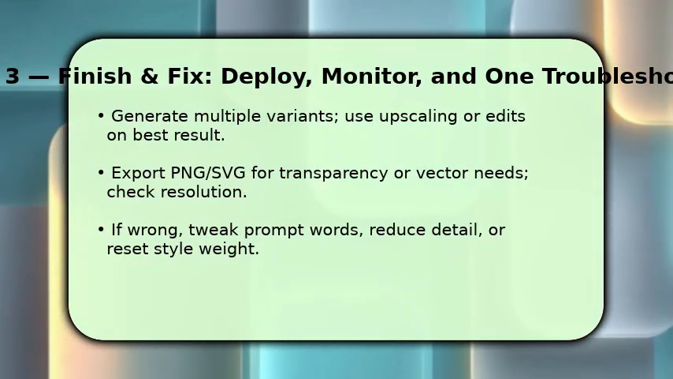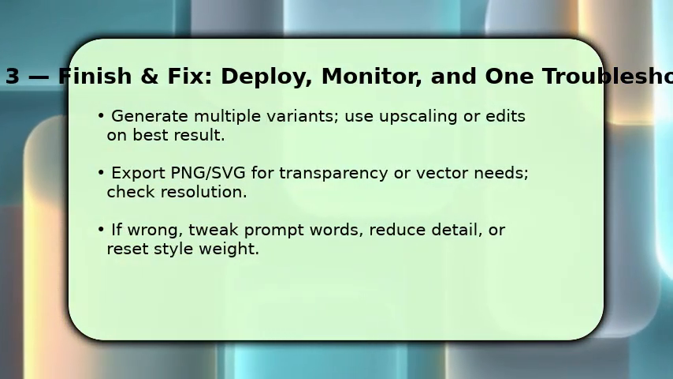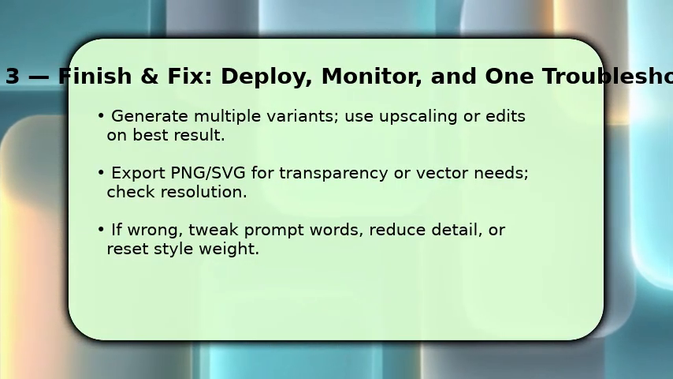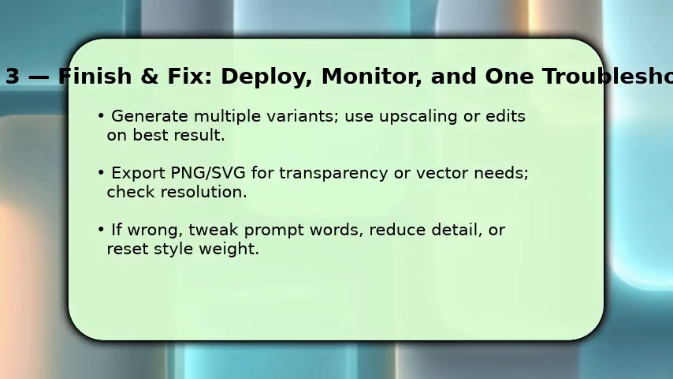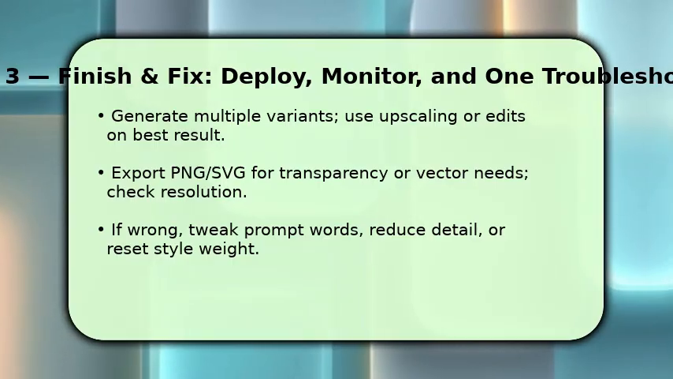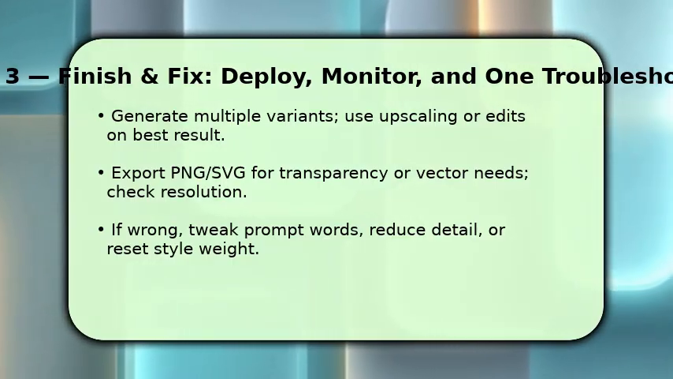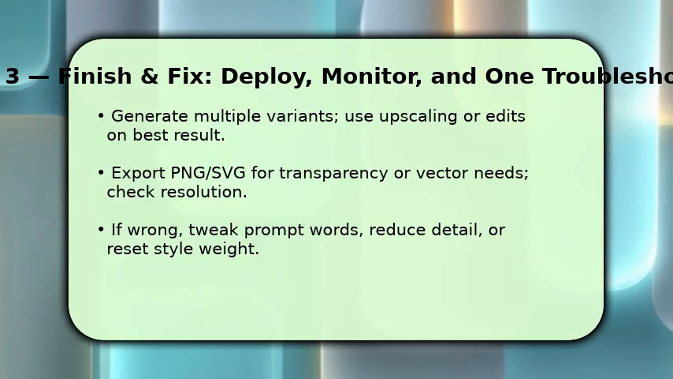You finish by generating several variants and selecting the strongest candidate. Clicking Edit or Upscale refines clarity and crop. Export as PNG for transparency or SVG if you need vector scalability, and verify resolution matches your use case.